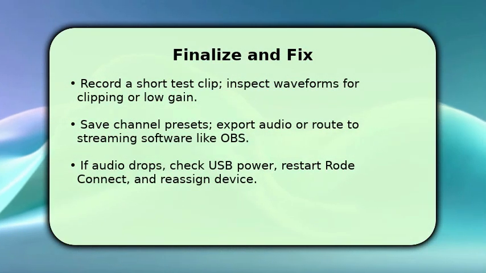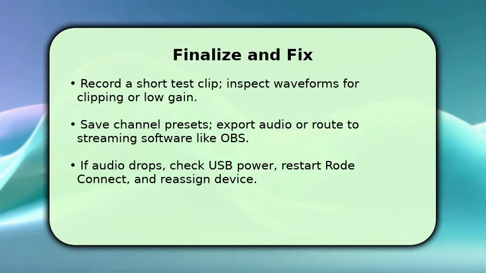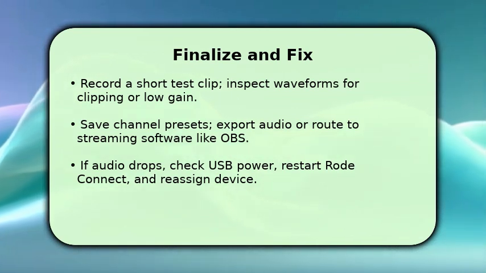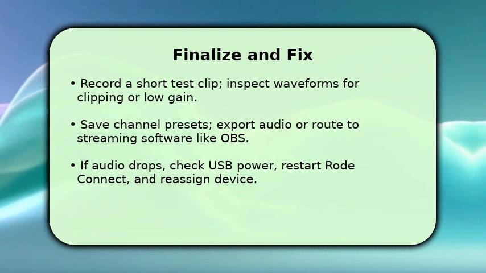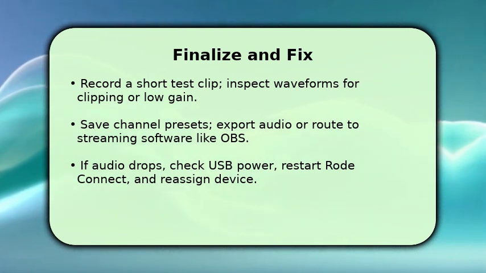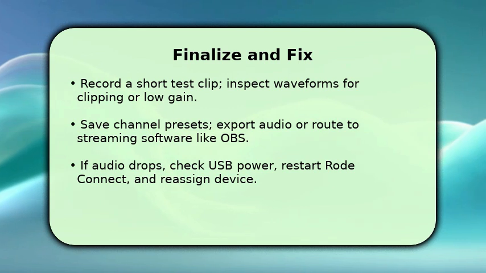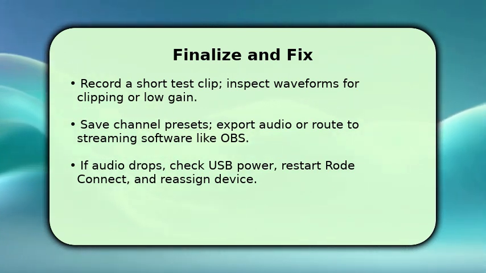Finish by recording a clean test clip and inspect the waveform for clipping or low volume. Adjust gain until peaks sit comfortably below zero. Save channel presets so you can recall levels and effect chains instantly. Then route the app output to your recorder, streaming software, or DAW.